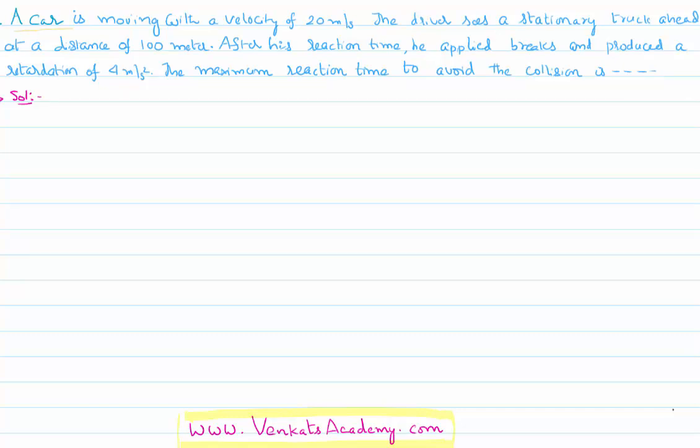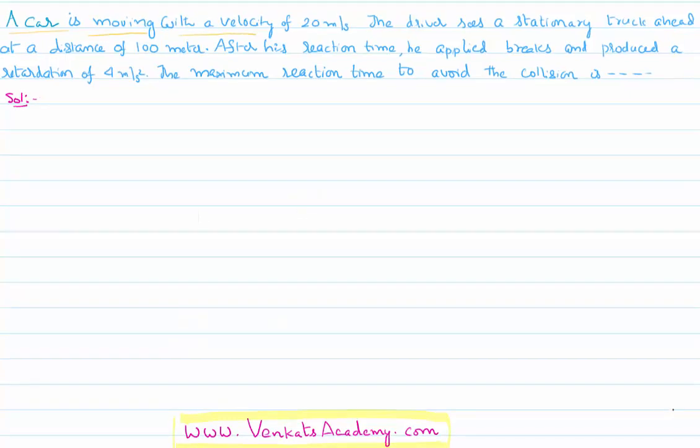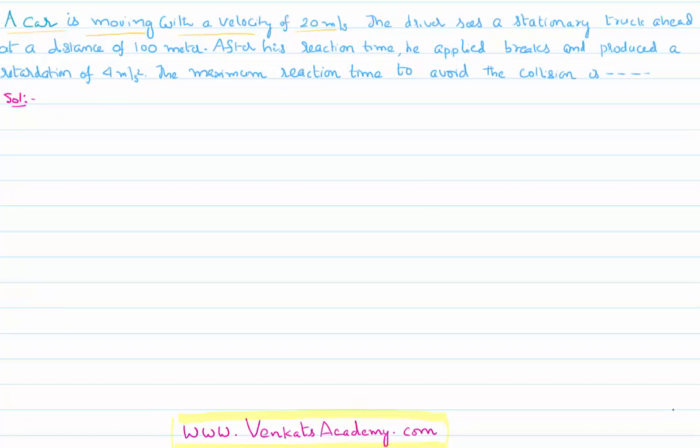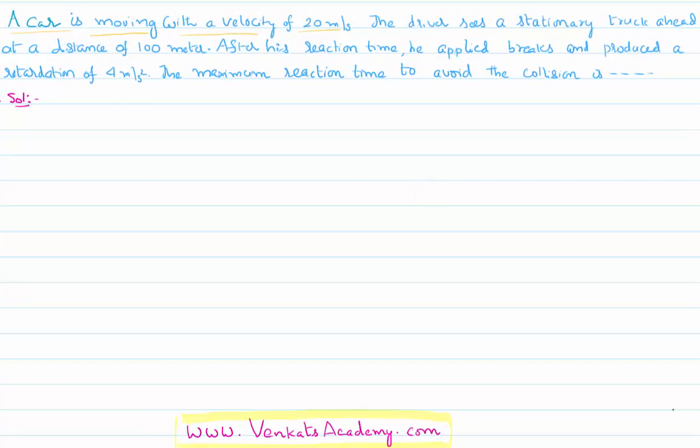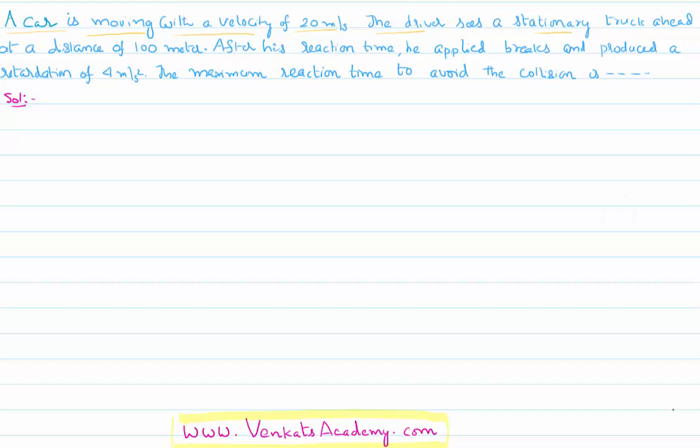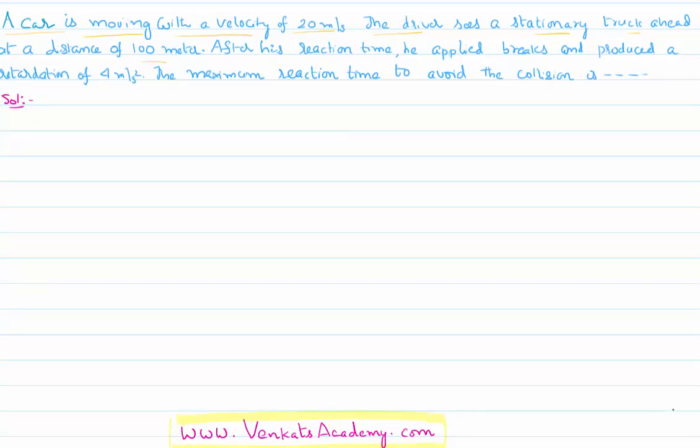The problem is given like this. There is a car moving with a constant velocity. That velocity is given as 20 meters per second, and the driver sees a stationary object at a distance of 100 meters ahead. So let us first understand what he is saying: that there is a car moving.